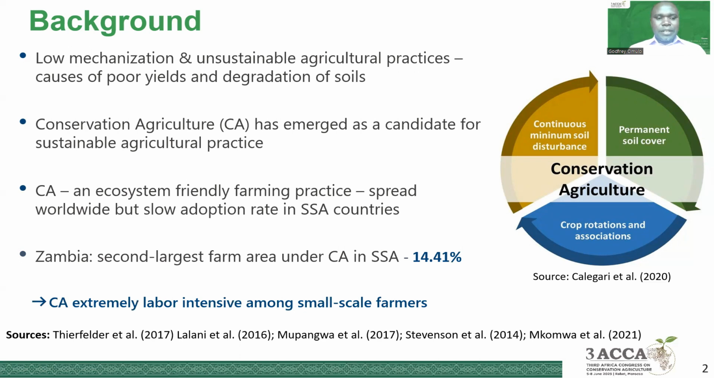CA has also recorded various positive impacts, both on agronomic, socioeconomic, and also environmental aspects. Nevertheless, CA also is still faced with various constraints. So among the constraints that smallholder farmers experience is labor intensiveness. CA is extremely labor intensive in the absence of mechanization.